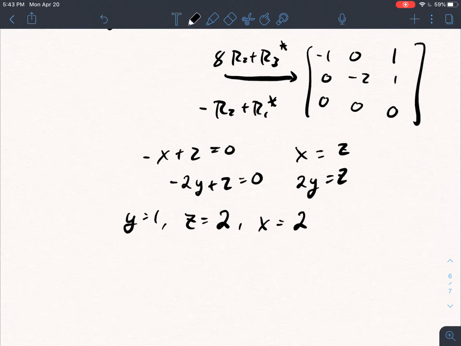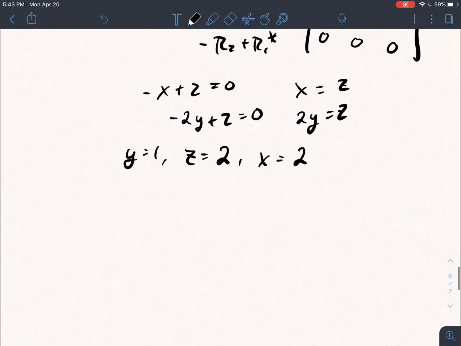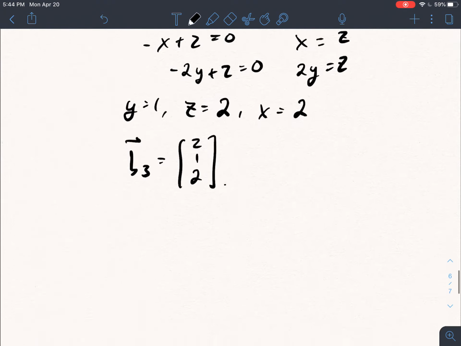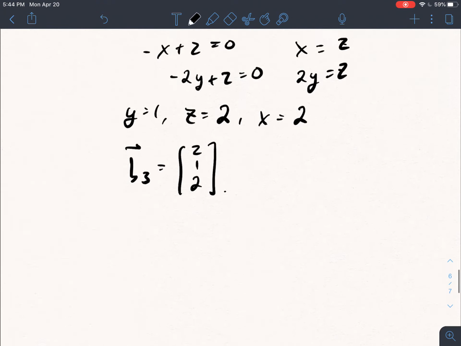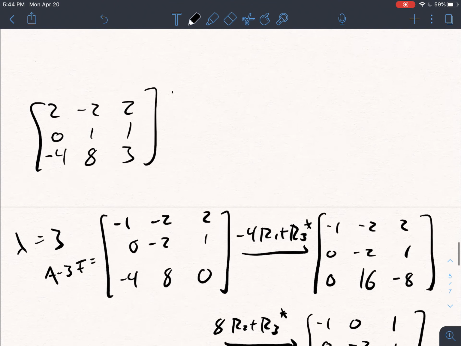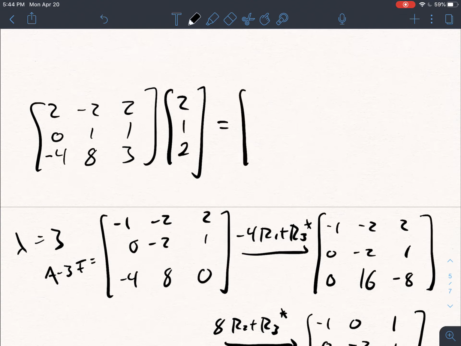Then z would be equal to 2 times y, which is 2. And then x would be equal to z, which is also 2. Okay, so I get b3 is xyz, which is 2, 1, 2. And to double check that we're right, let's just go up to A, multiply by 2, 1, 2. So I should get 6, 3, 6, because I want it to be equal to 3 times our vector.